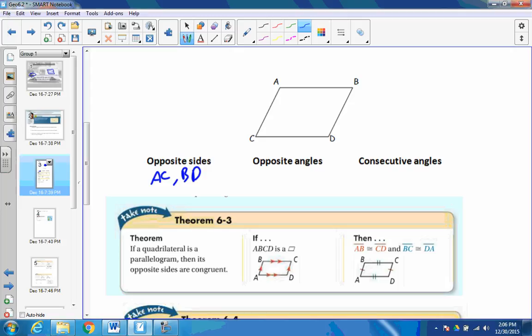Opposite angles do not share any common sides. So opposite angles would be angle A and angle D, for example. You could also say angle B and C. Consecutive angles are ones that are next to each other, so they do share a common side. So let's say angle A and angle B would be consecutive angles. You could also say angle B and angle D, and so on. All right, those are consecutive angles if you're wondering.